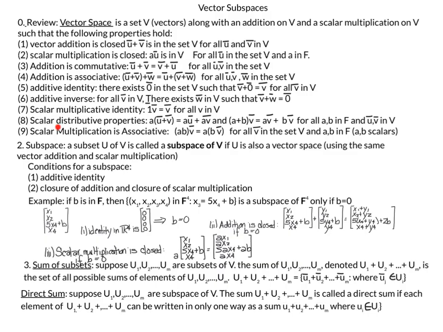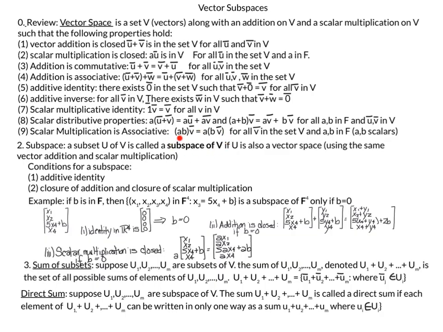The next thing we did is we defined what a subspace was. So if we have a subset U of V, it's called a subspace of V if U is also a vector space in its own right, and we're using the same vector addition and scalar multiplication from V. So in other words, we have a vector space V, a set of vectors along with the two operations, but we take a subset of the set of vectors. We keep the two operations, and if the subset is still a vector space, then we call the subset a subspace of V.